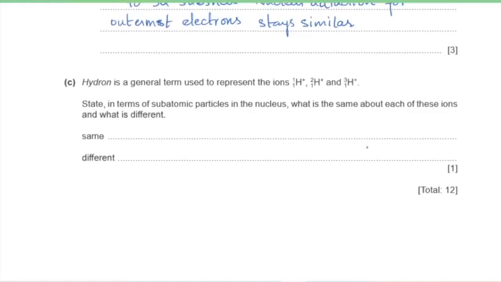Part C. Nuclide notation is a general term used to represent the ion's state in terms of subatomic particles in the nucleus. What is the same about each of these ions and what is different? So the same is the number of protons, because all these three ions have the same proton number, meaning the same number of protons. And they've got different mass numbers, which means that they all differ in number of neutrons.